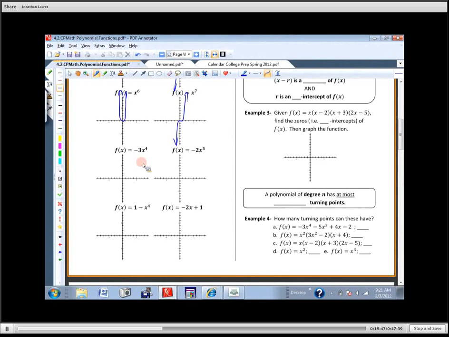Okay, vertically stretched like this, right? It's going to open down. So this is going to go down here like this. What's that top point going to be?